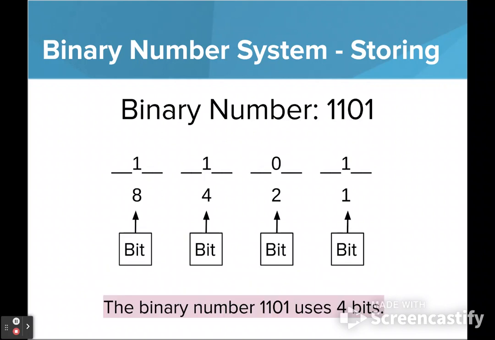So here we have the binary number 1101, which in our decimal form would be the number 13. But as a binary here, 1101, this is using up 4 bits right now to write this number because there's 4 place values that we're using.